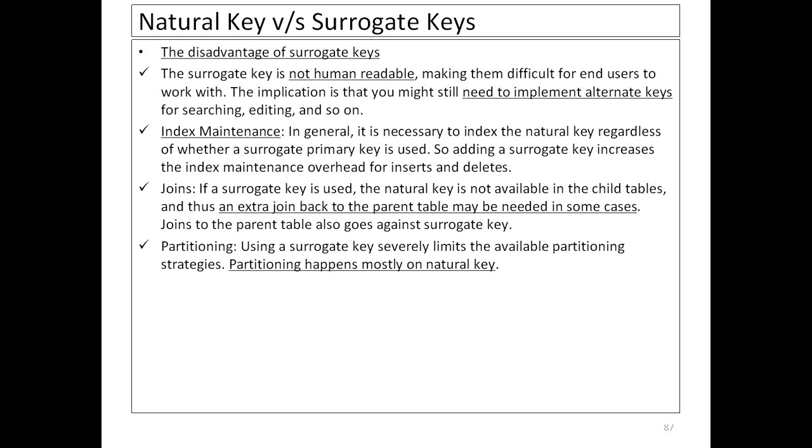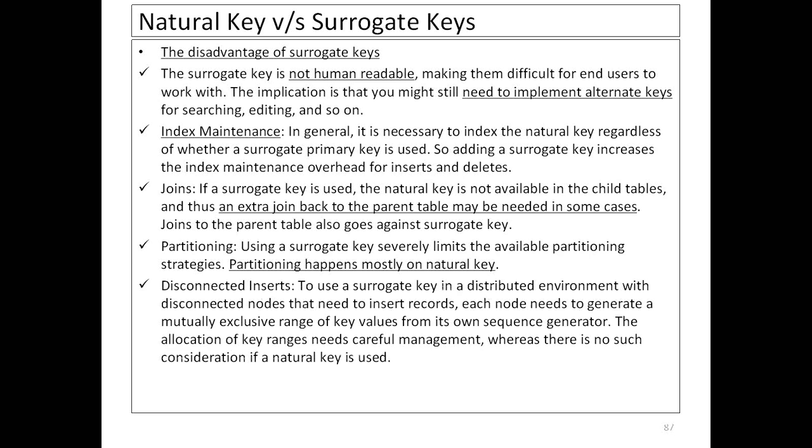If a surrogate key is used, the natural key is not available in the child table. As a result, for any information of those natural keys, one has to do an extra join back to the parent table and retrieve the necessary columns. Partitioning happens mostly on the natural key, and a surrogate key severely limits the available partitioning strategies. That is, range partitioning or list partitioning is difficult to do. However, one can just partition them across using surrogate keys.